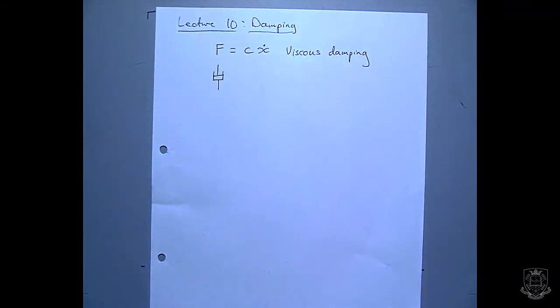So this little element is supposed to represent some fluid inside a container or tube, and then there's some plunger which is being pressed into the fluid. Okay, and it's the resistance of the fluid which gives us this damping.